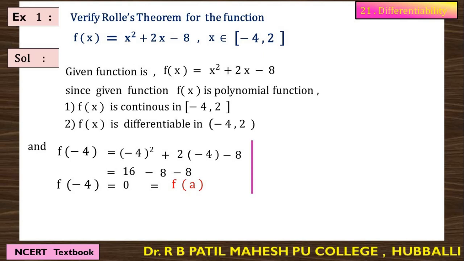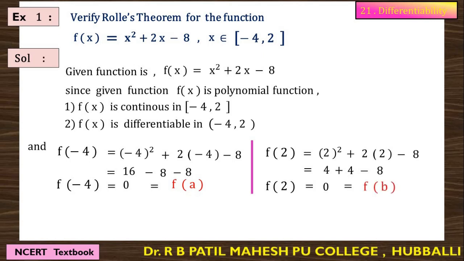In the same way, you compute f of b, that is f of 2. 2 square plus 2 into 2 minus 8. So 2 square means 4, 2 into 2 is 4, minus 8. So here f of 2 is 0, and take this as f of b. Now here you can see that f of a value is 0, f of b is also 0. So f of a is equal to f of b, that is f of minus 4 is equal to f of 2.